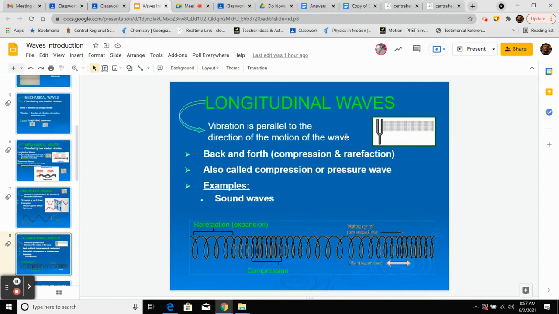Longitudinal, again, parallel, back and forth. We have a compression and a rarefaction. Compressions are where the particles are packed closely together. A rarefaction is an expansion, the spot where it's more spaced out. The most common example is a sound wave.